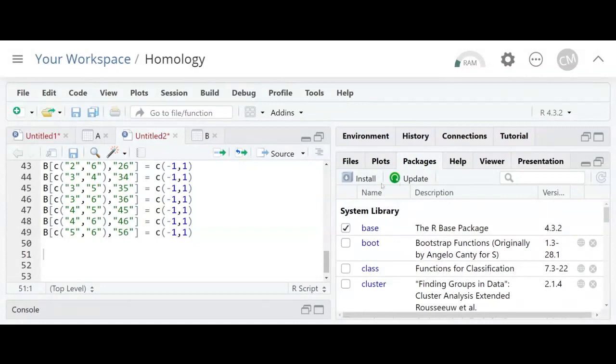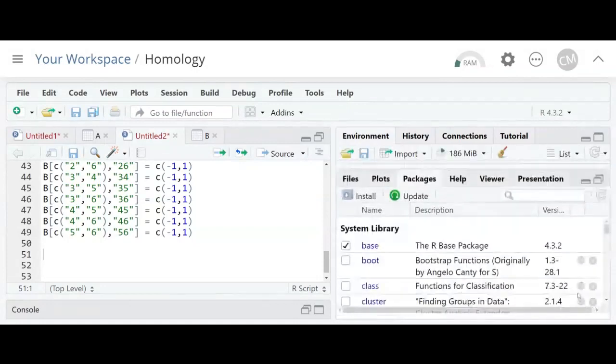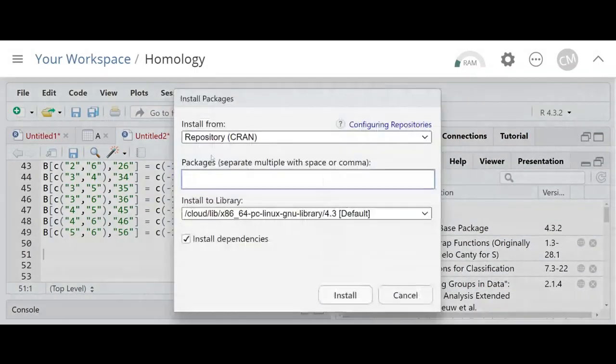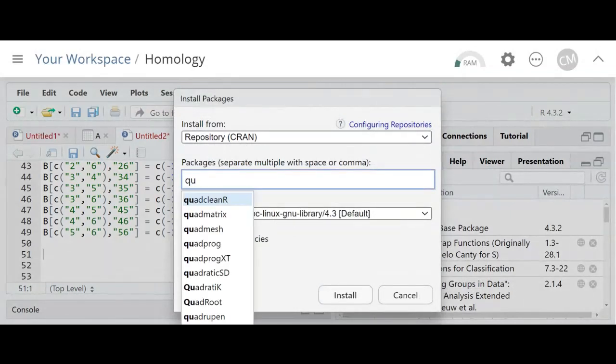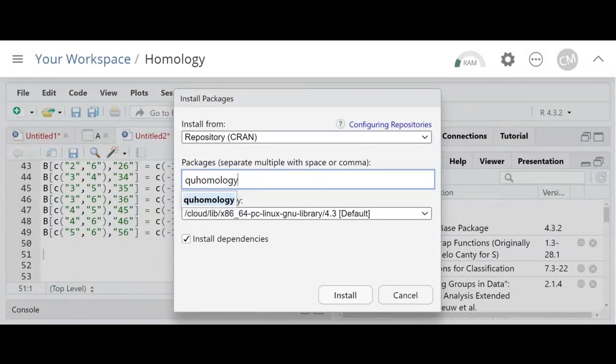You click on where it says packages down here. You have a panel down here. Click on packages, say install, and you're just going to write over here the name of the package. It's called QUHomology. That's the name of the package.